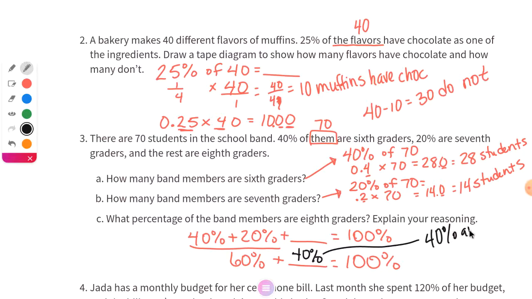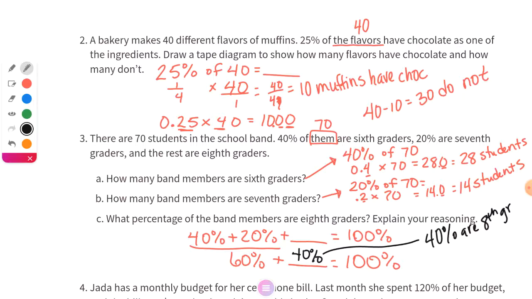40% are 8th grade. What other question could it ask? Leo? How many students are 8th graders? Yeah, how many band students are 8th graders? How can I do it without taking 40%? Look at 6th grade. Yeah, we already found 40%. What if it was a different percentage? Then it wouldn't equal. Well, let's just pretend they all add up to 100 still.